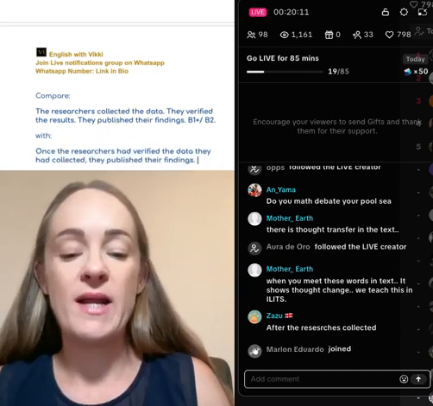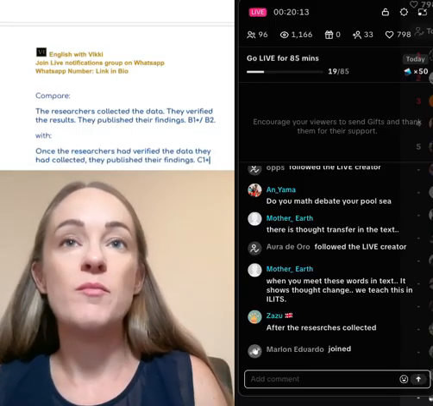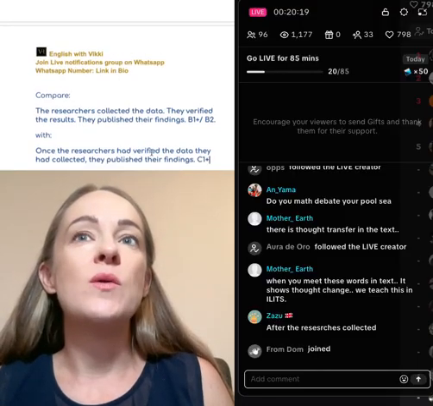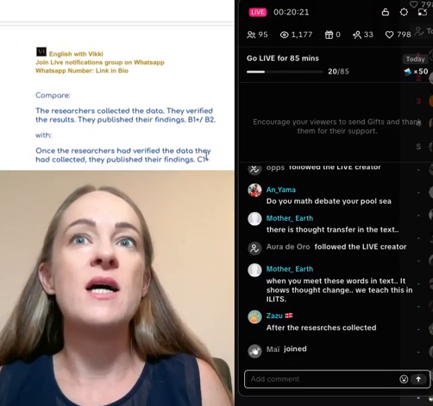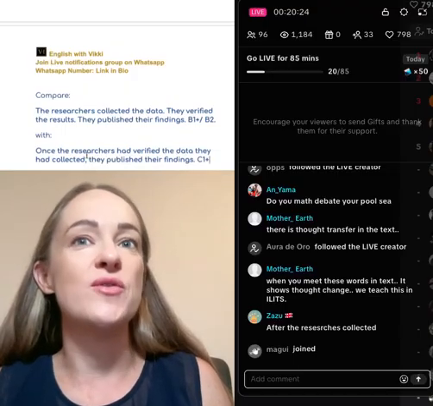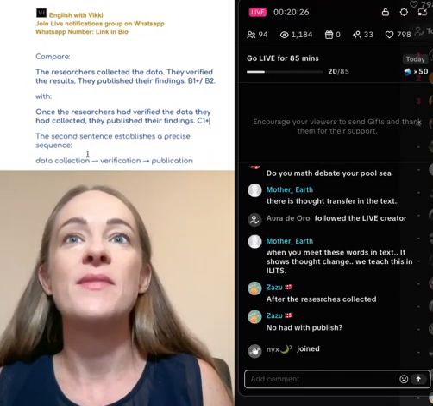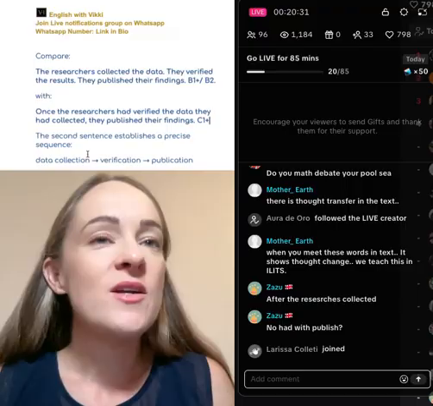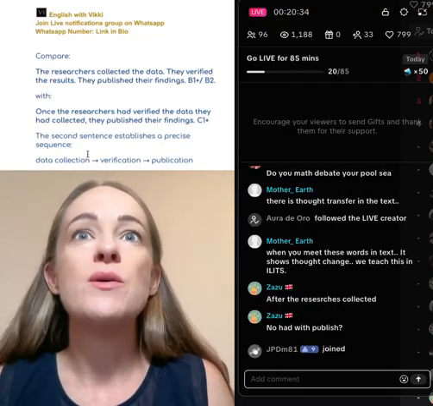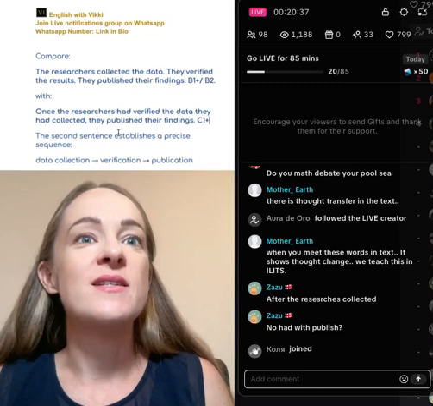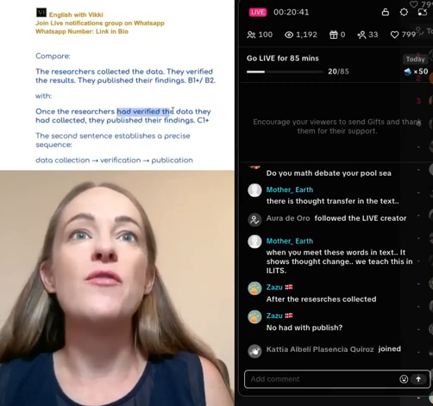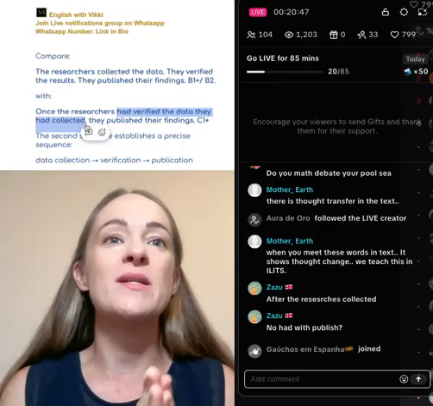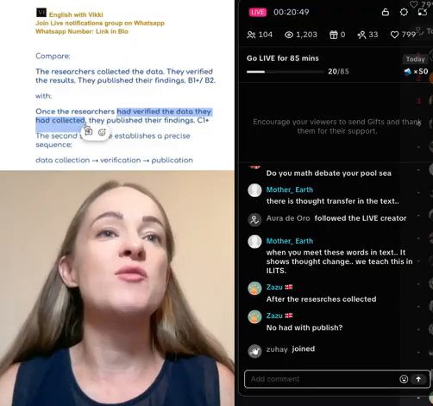Okay, so that would be now like C1 plus level. After the researchers had verified the data they had collected, you could use after as well in that case. The second sentence establishes a precise sequence. No had with publish? No, there isn't, because the verification of the data they collected happened before and the publishing happened after. So the publishing happened more recently.